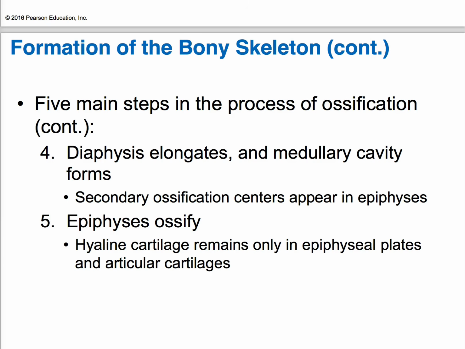So the bone trabeculae, and then you have spongy bone at this point. Now, with secondary ossification, when it's complete, hyaline cartilage remains only in 2 places: on the epiphyseal surface as articular cartilage, and at the junction of the diaphysis and the epiphysis, where it forms the epiphyseal plate.